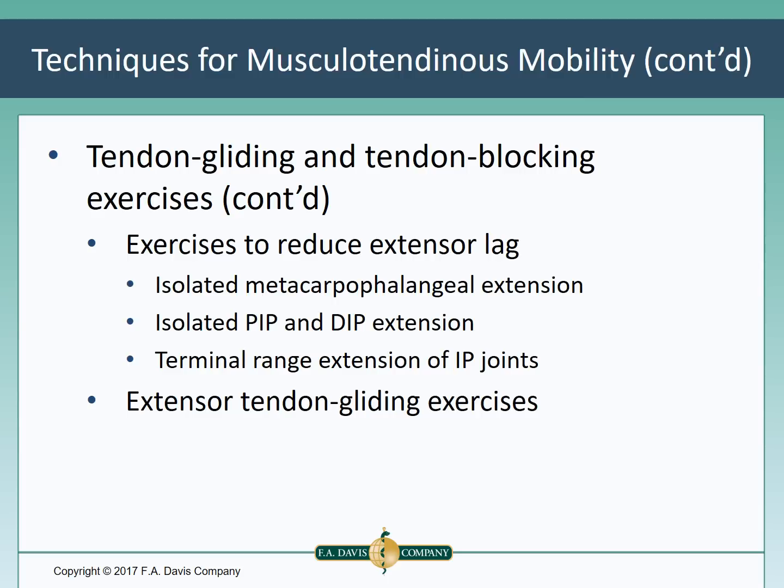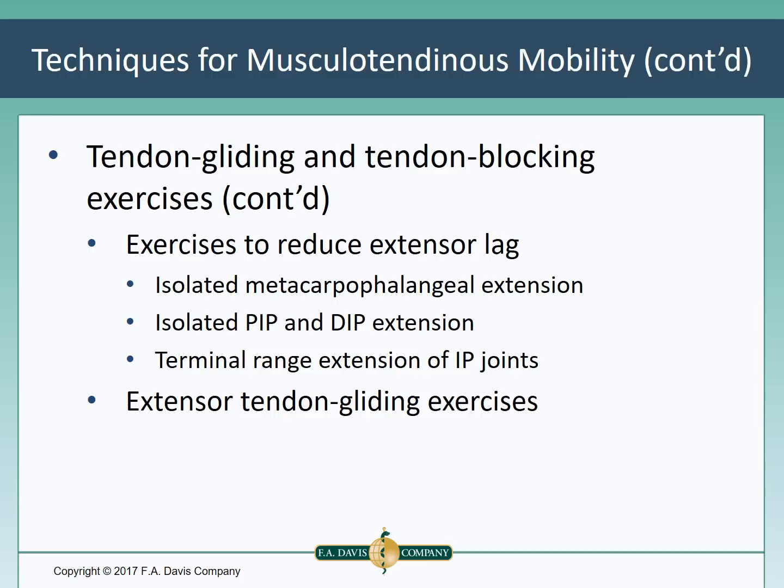And we can work on the same thing. It can either be at the MCP, the PIP, the DIP. It can be at the terminal ranges of any of the IP joints, and then we can do the gliding of the tendons itself. So with the extensor gliding exercises, basically what we're looking at is it almost looks like the Longhorn sign if you're a Texas fan at all.